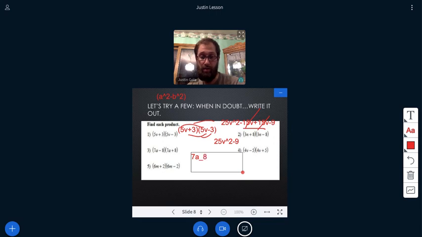So let's try this one right here: 7a minus 8 times 7a plus 8. Go ahead and pause at home. See if you can figure out what your answer is by using the product of the sum and difference rule here. That's going to be a squared minus b squared. 7a squared is 7 squared, which is 49, and a squared is a squared. Now I'm going to subtract, so it's going to be minus b squared. b is 8, so minus 8 squared, 64. The answer is 49a squared minus 64.